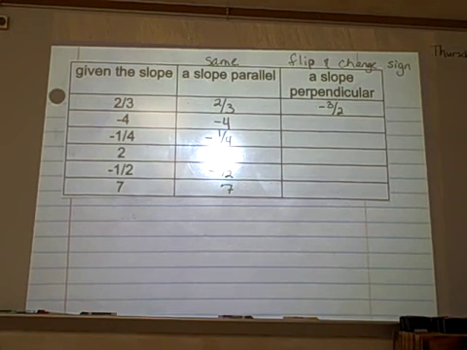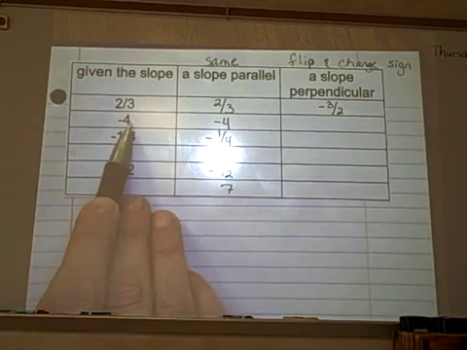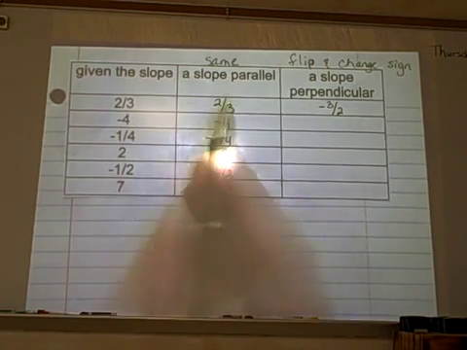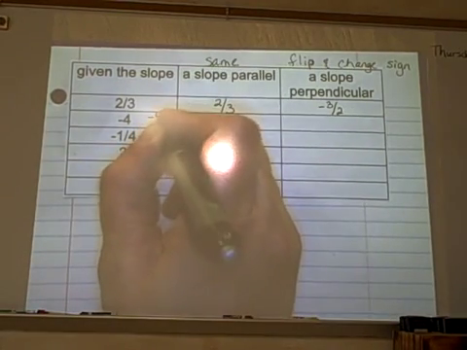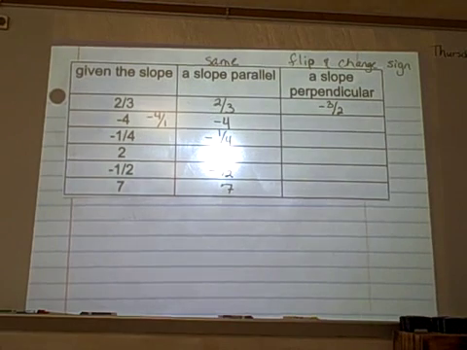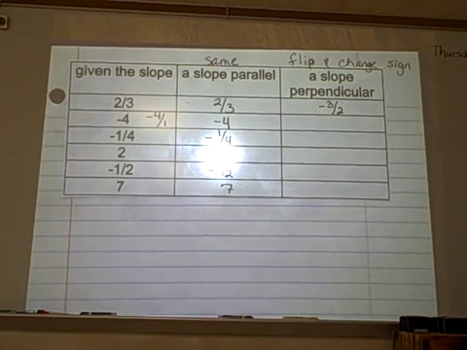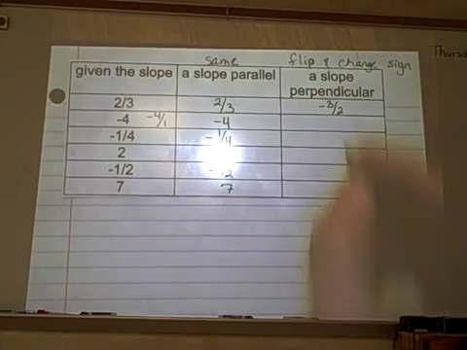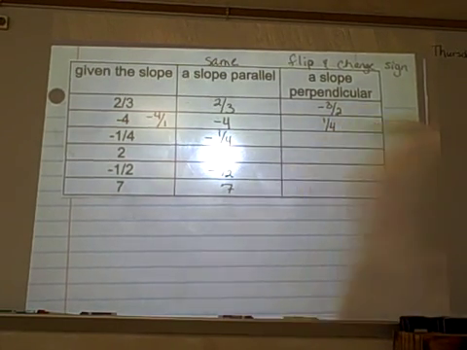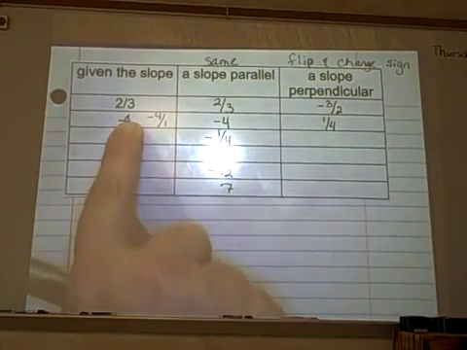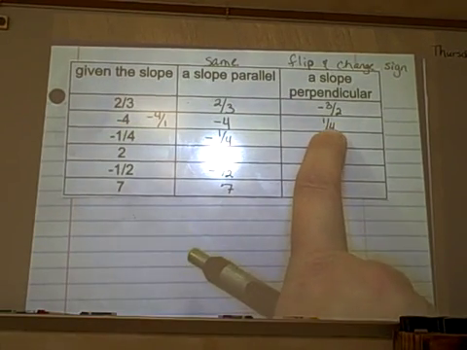Okay, the next one's a little bit tricky because this is a whole number. How can I make that a fraction? Put 1 on the bottom. So this is the same as that. So now I can flip that upside down. So instead of -4/1, it becomes positive. Can we just put +4? No, positive 1/4. So it becomes positive 1/4. So if it's a whole number here, you have to have a fraction here, like for the perpendicular.